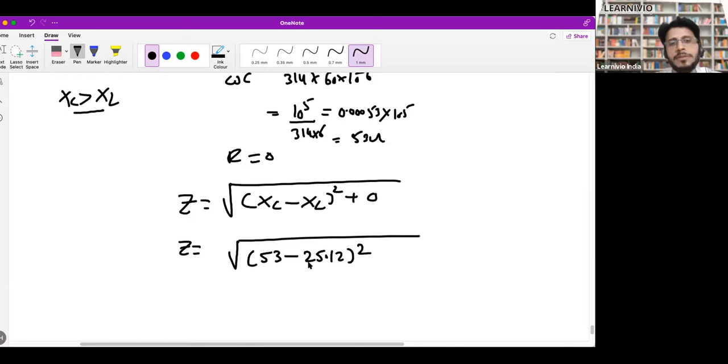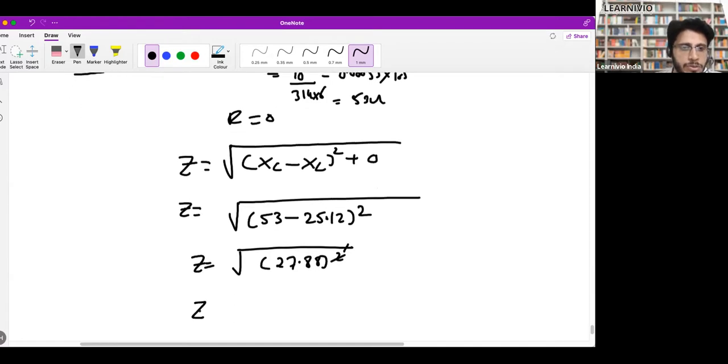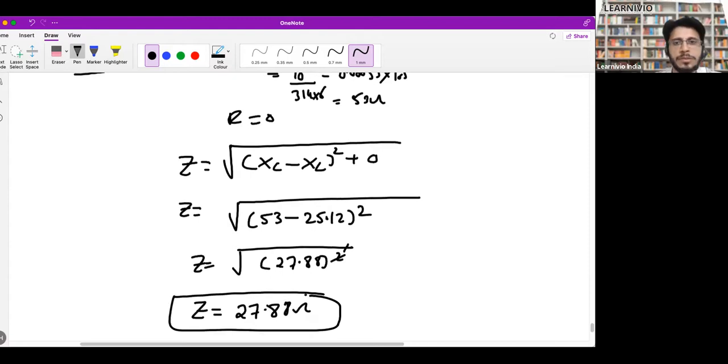See, the square will cancel the root simply. So this is root over 53 minus 25.12, which is 27.88. 27.88 square, and let's cancel over. So you have impedance will be 27.88 ohms. This is the impedance.